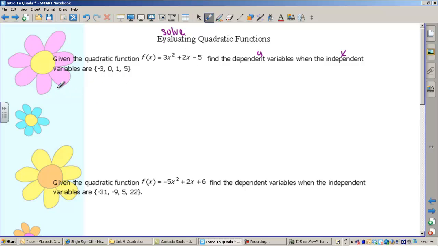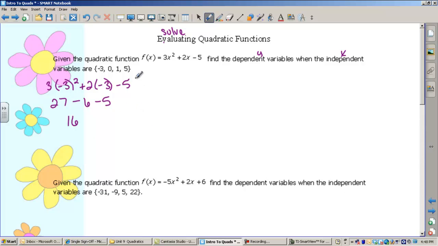So for negative 3, I'm going to plug in negative 3. So I'm going to end up with 3 times negative 3 squared plus 2 times negative 3 minus 5. Well, negative 3 squared is 9, and 9 times 3 is 27, and that's negative 6. And then so it's just doing the math. 27 minus 6 is going to be 21, and 21 minus 5 is going to be 16. So this ends up being 16. And so there's your first value for your problem. There's the first dependent value.